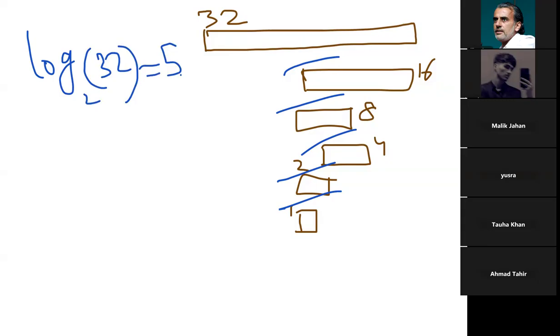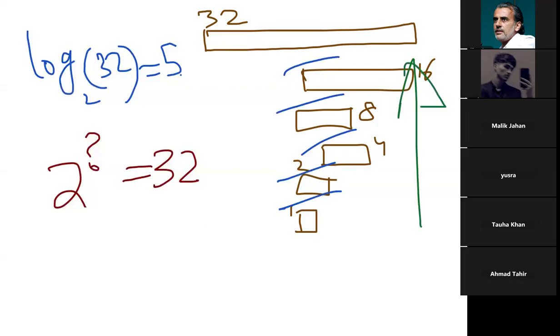Now the question has changed. The question has flipped. The question is that we want to construct 32. We want to land onto 32. What power of 2 will give us 32? That's what we want to compute. In other words, we are interested in something which is the reverse process of this first step.